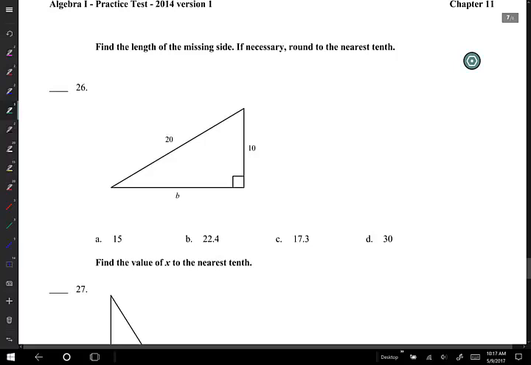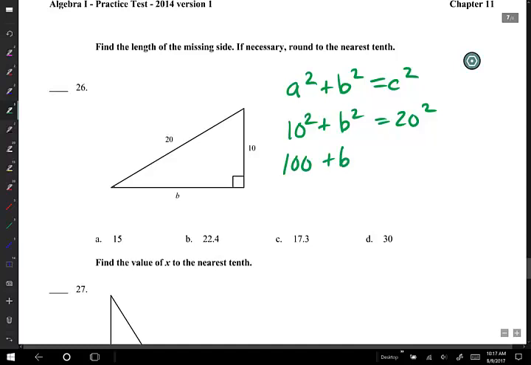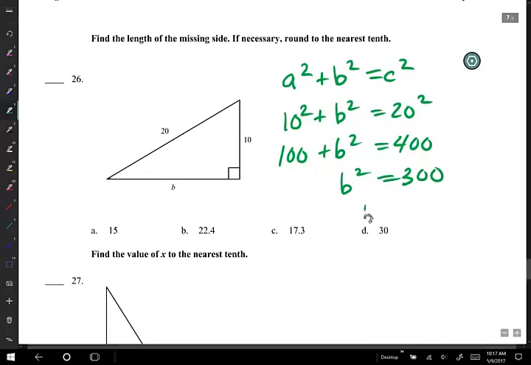Pythagorean theorem here, right? Logan gave it to us. A squared plus B squared equals C squared. 10 squared plus B squared equals 20 squared. 100 plus B squared equals 400. B squared equals 300. Pop my calculator. 300 square root, 17.3. Boom.